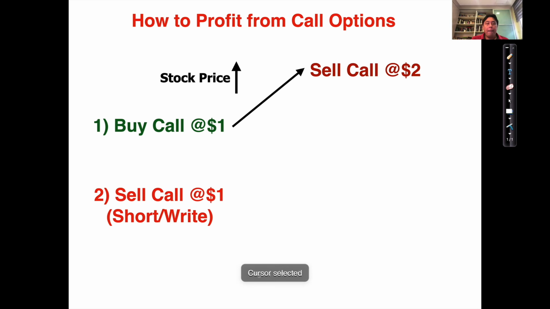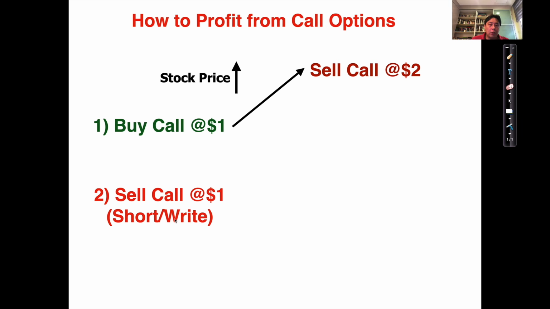The second way to make money is the opposite. You start by selling a call. Now, remember, you always want to sell something high and buy it back low. Or the best thing is to buy it back at nothing, right? Let it be worthless. Sell high, buy low. So you could start by selling a call.